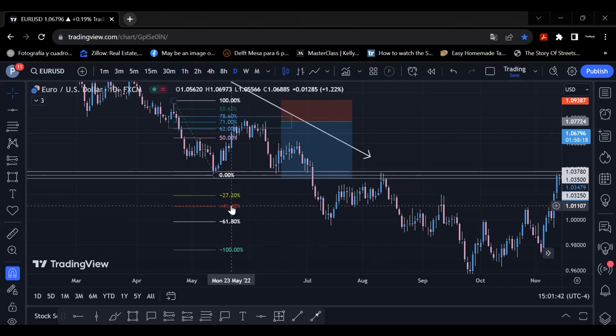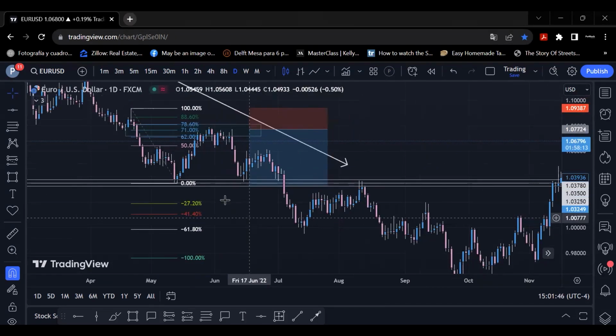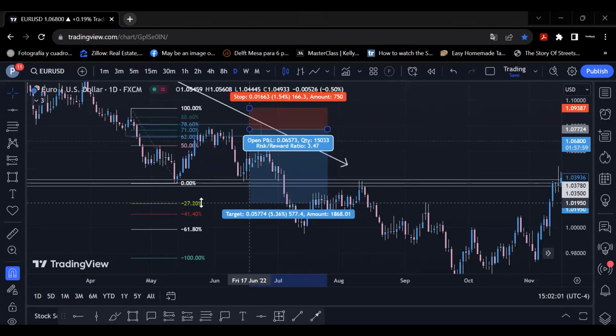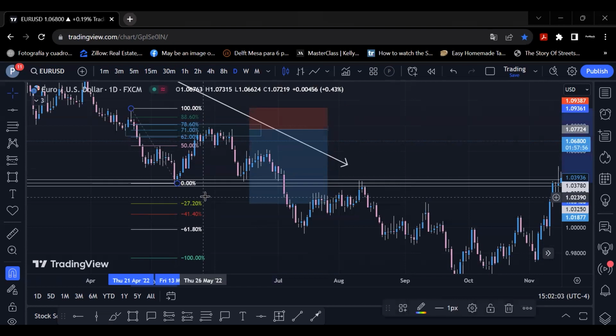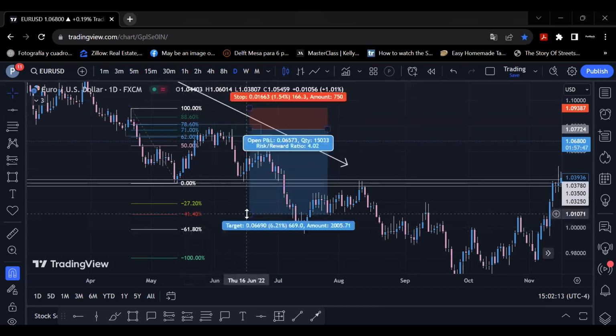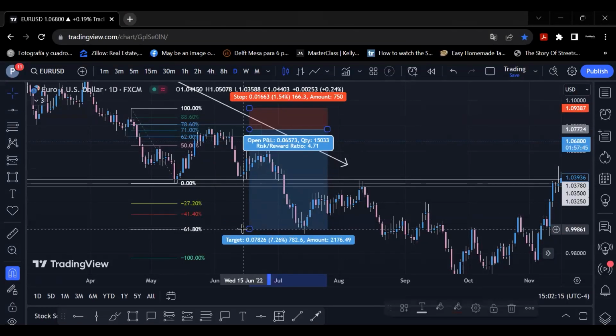Well, we have other Fibonacci sequences as well, which are called Fibonacci extensions. These extensions are how much percentage of this range does it extend to further out. We have the 27.20 level, which would be here. That could be as far as where price could stretch out. We also have the 41.40 down here and the 61.80 down here.